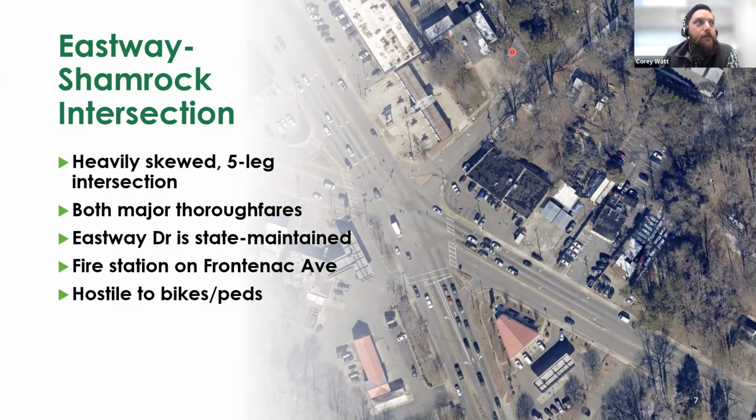And also for fun, there's a fire station right here that's pretty busy and has control, the ability to control this intersection so that they can get in and out of their fire station and get wherever they need to go. And then you can also see from the aerial, this is a typical older designed intersection, relatively hostile to bikes and pedestrians.